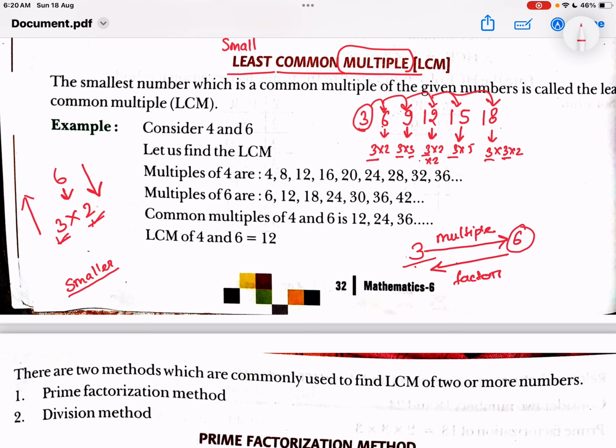So if there is a number which can divide the other number, then the larger number would be the multiple and the smaller number would be the factor. The larger number is the multiple and the smaller number is the factor. Okay, so that is what multiples are and what factors are. Once you have recalled.